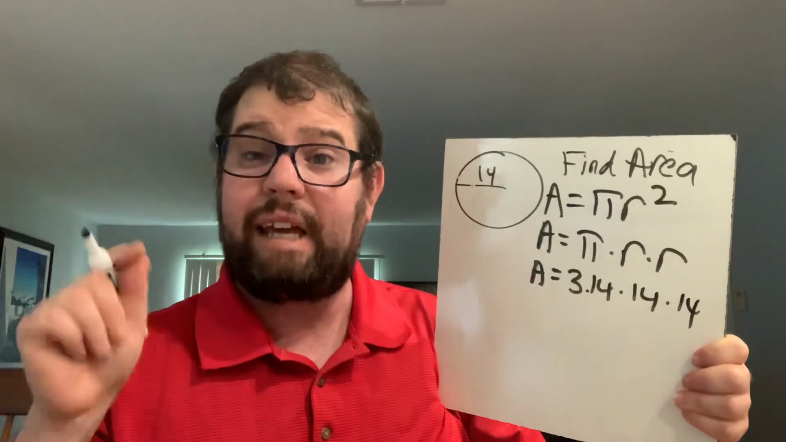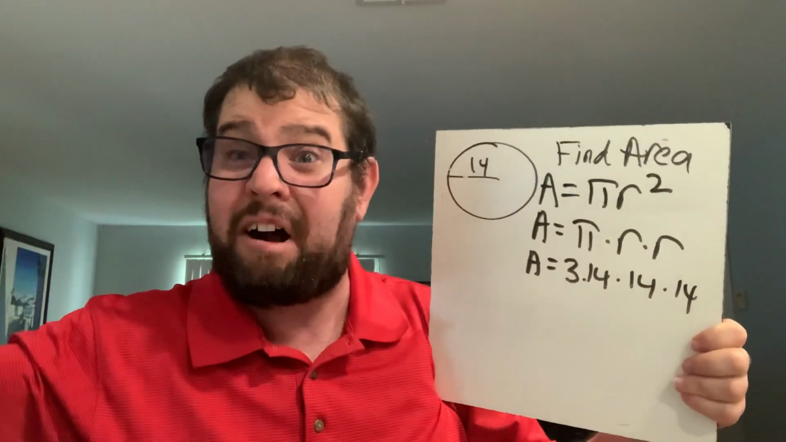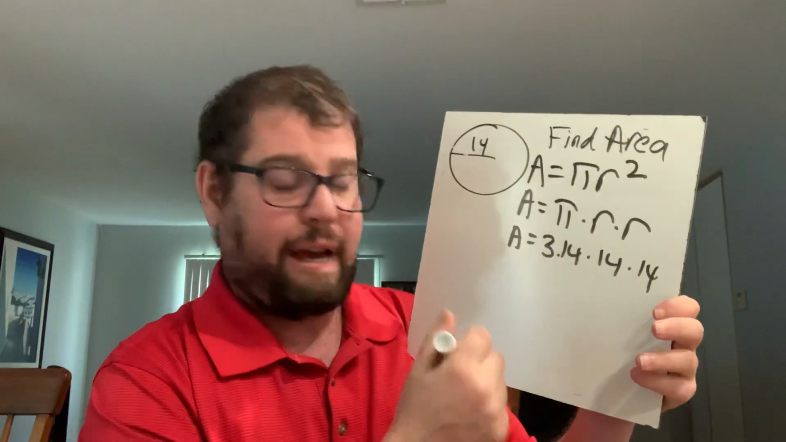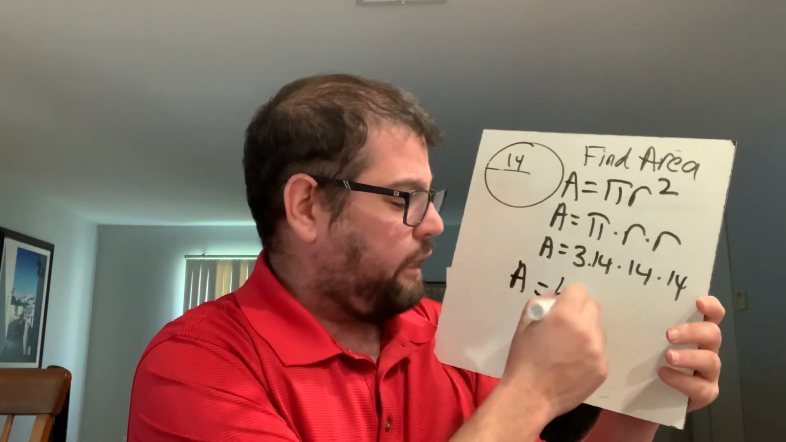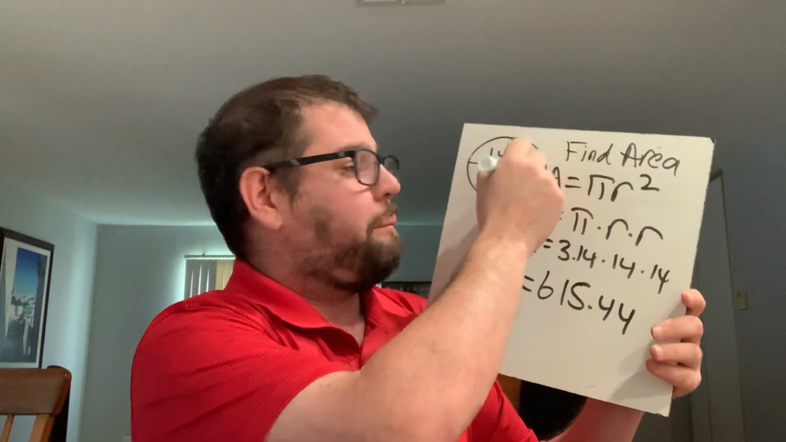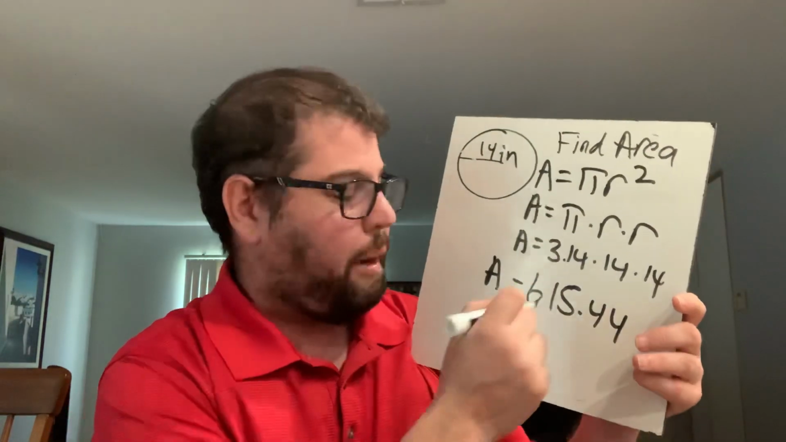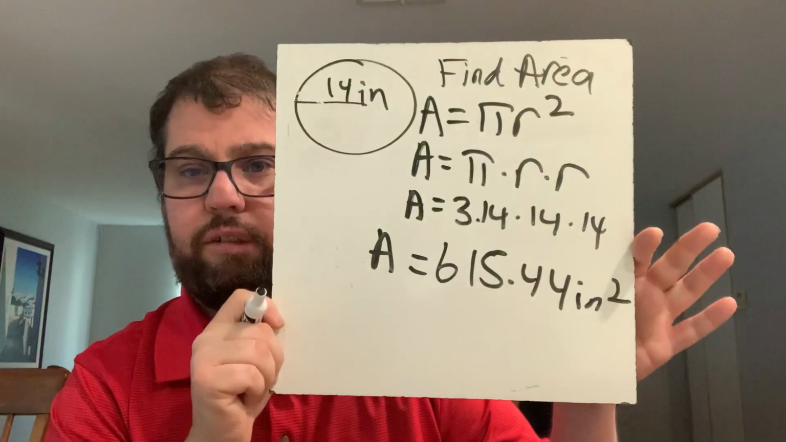Again, how did I get the 14 for my r? That's right. It's a half a line, so that's my r. So when I put this in my calculator, I get area equals 615.44. Now, this should have been something like inches. I forgot that, so I'm going to write inches squared as my answer.